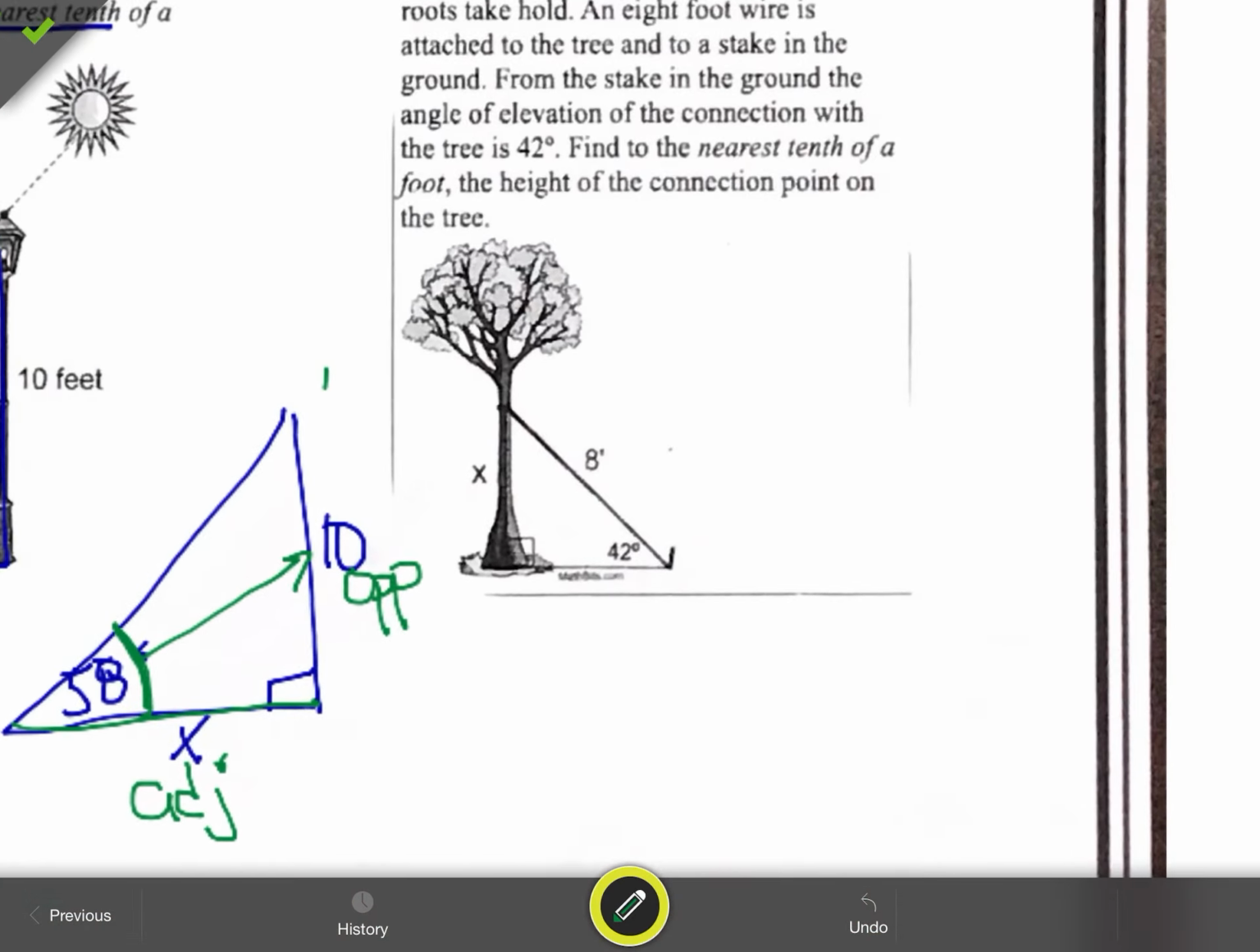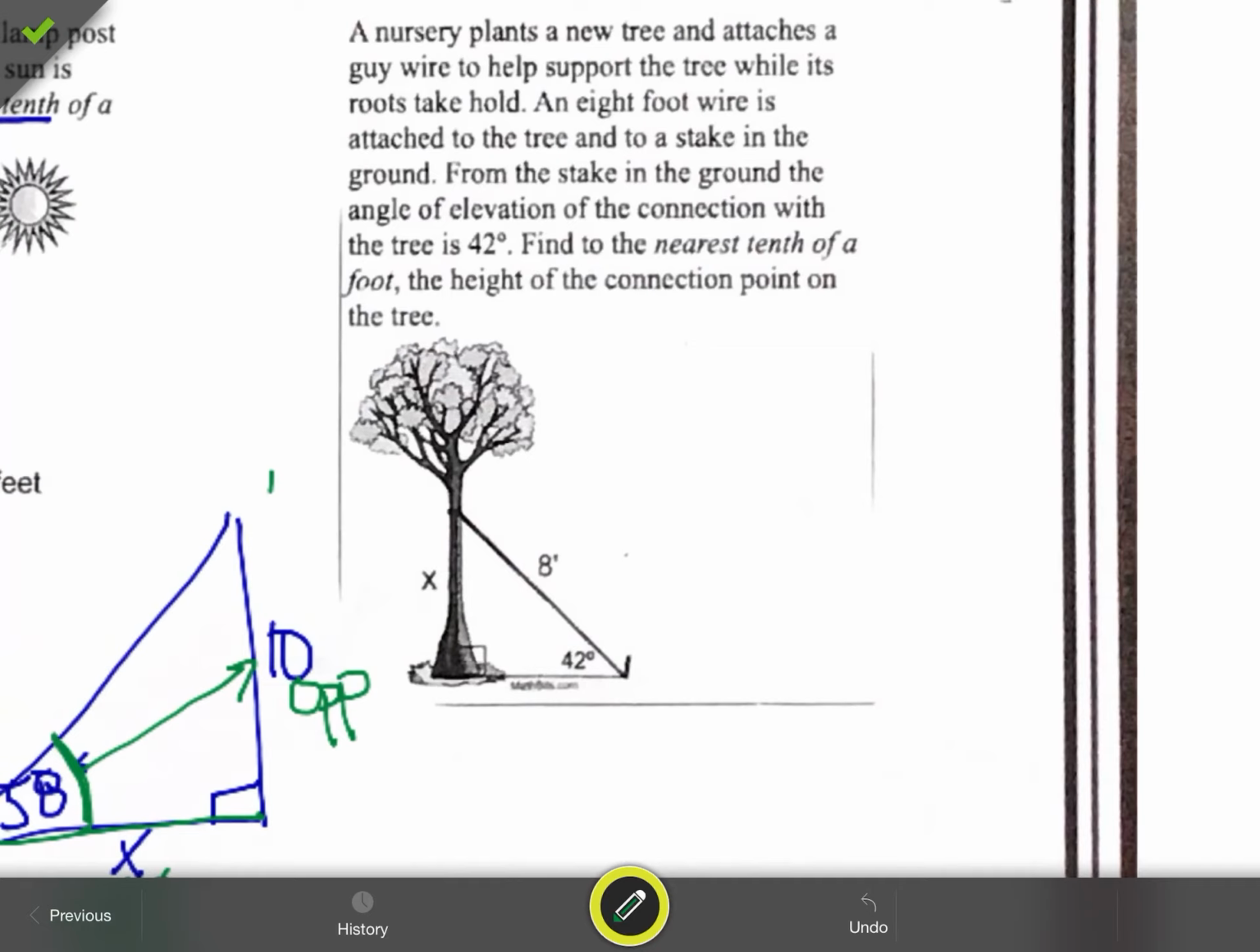A nursery plants a new tree and attaches a guy wire to support the tree while the roots take hold. An 8-foot wire is attached to the tree and to a stake in the ground. From the stake in the ground, the angle of elevation of the connection with the tree is 42 degrees. Find, to the nearest tenth of a foot, the height of the connection point to the tree.